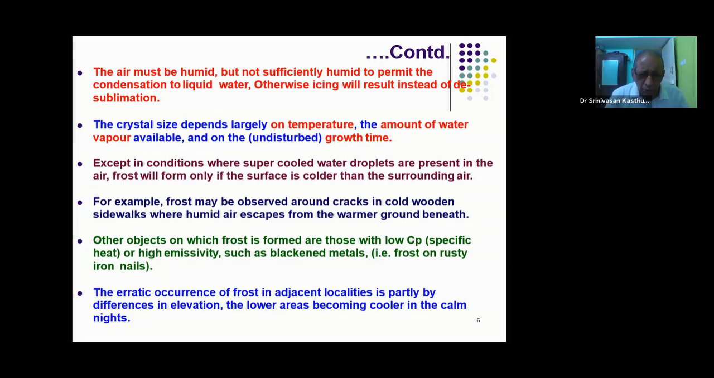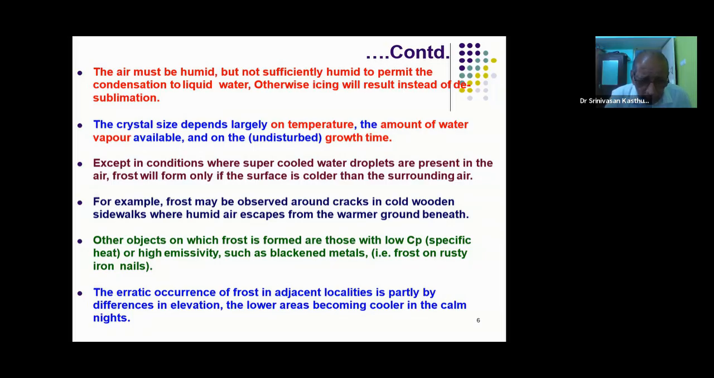Other objects on which frost can be formed are those with low specific heat or high emissivity, such as blackened metals. For example, in the winter season you can observe frost occurring on rusty iron nails. Although iron is a good conductor, because of the rust the emissivity is considerably high.